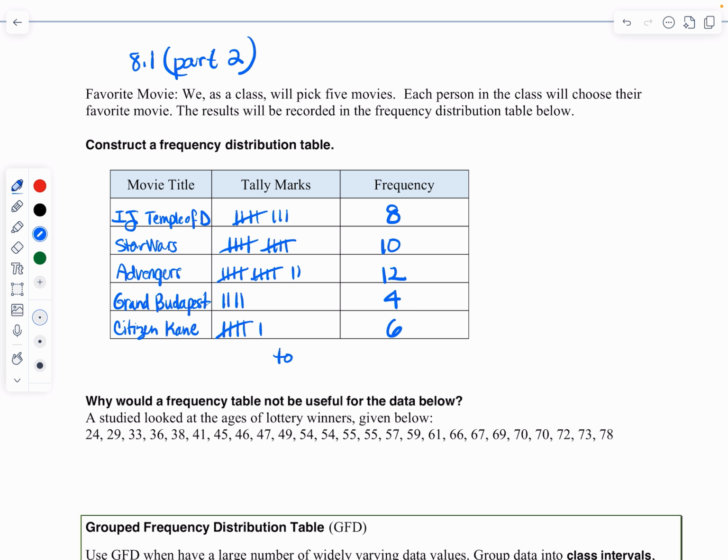So the total frequency can be found by adding up all those values. So 8 plus 10 plus 12 plus 4 plus 6. Okay, 8 and 12 will give me 20, plus 10, and 4 and 6 is 10. So when I add that up, I get 20 plus 20, which is 40. So 40 is the total frequency. Okay.